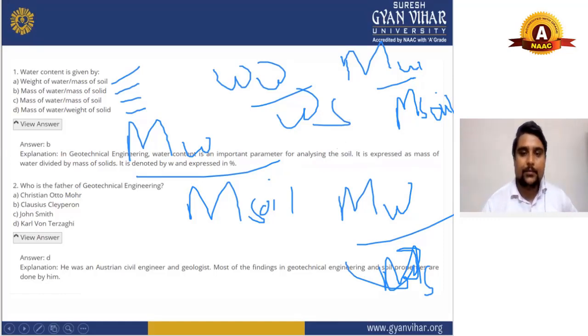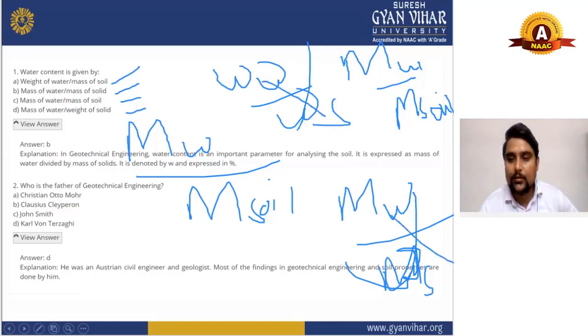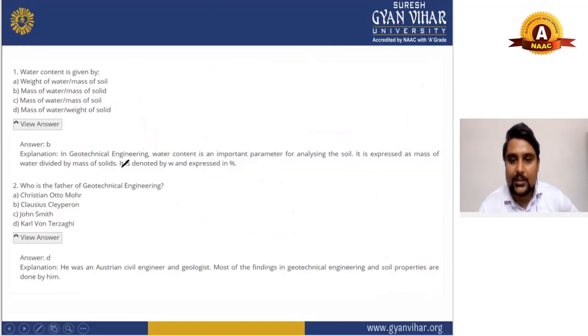And as you know, what will be your right answer? First, we can determine the water content in terms of mass, so these options will be removed. Option C can be right, but it is also not right because we are taking only the soil. Your right answer will be B: mass of water upon mass of solid. Now we'll see the explanation.